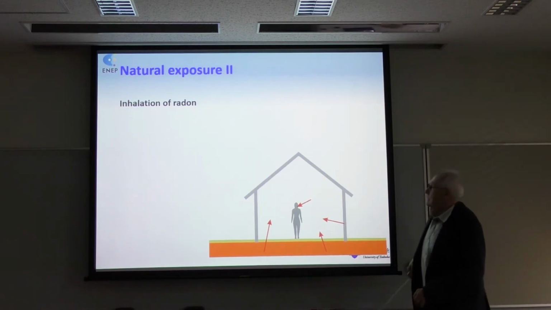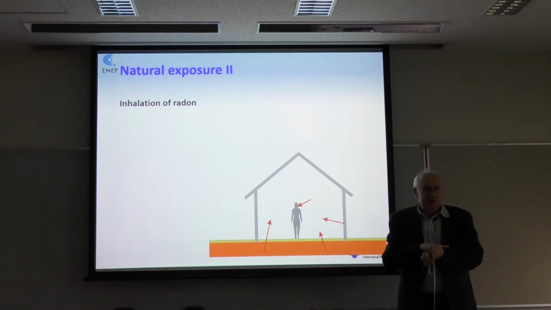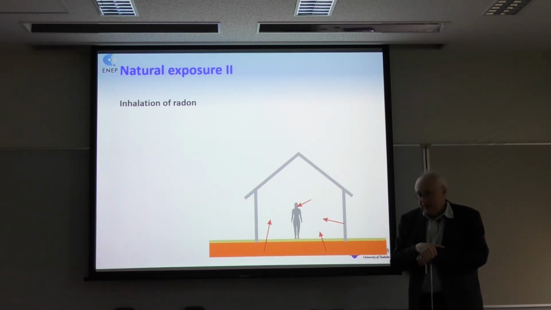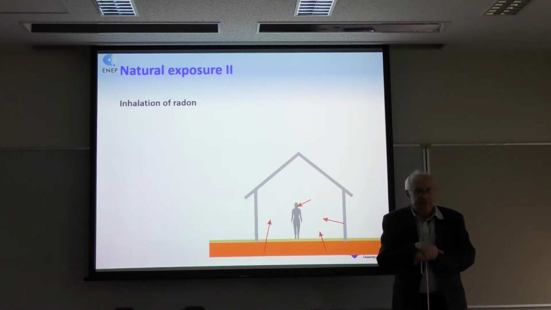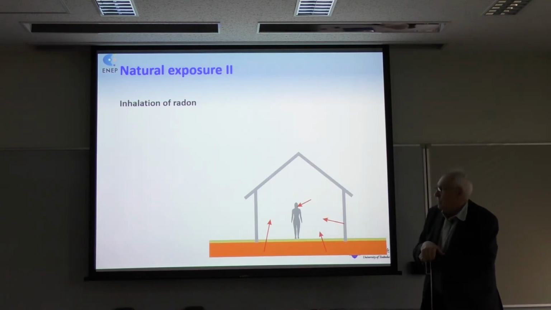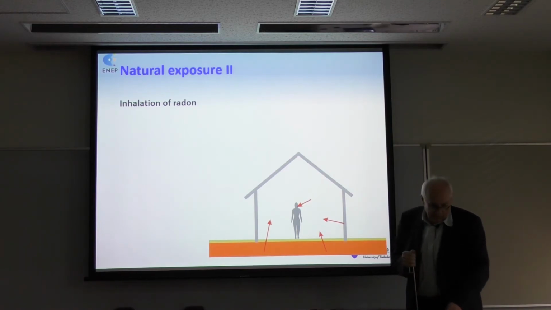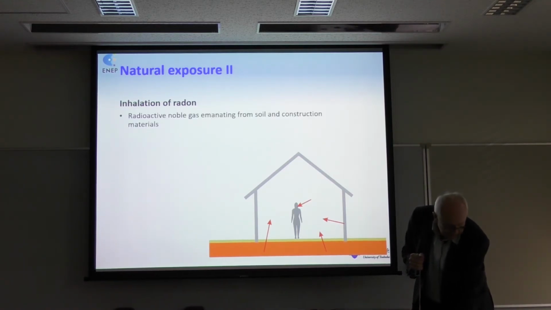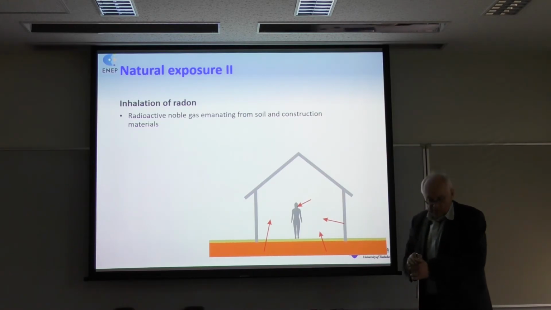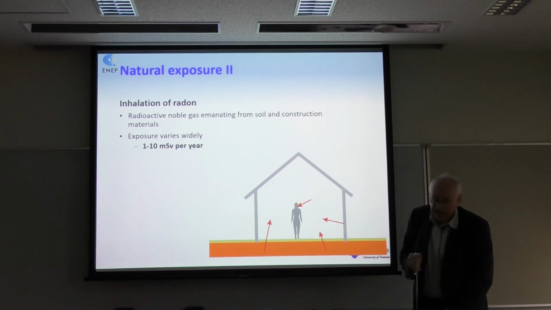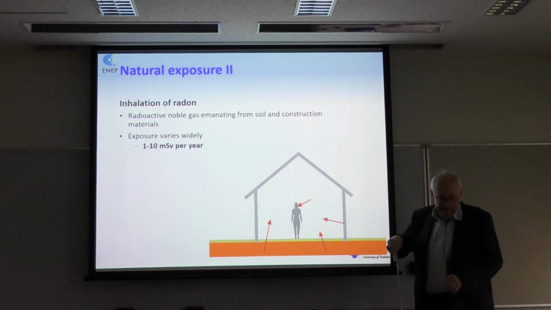Then we have the inhalation of radon. Radon is part of the uranium decay chain, which goes from uranium-238 down to stable lead. And radon is always around. The radon gas emanates from soil and from some construction materials. The exposure varies widely, and it's about 1 to 10 millisievert per year.